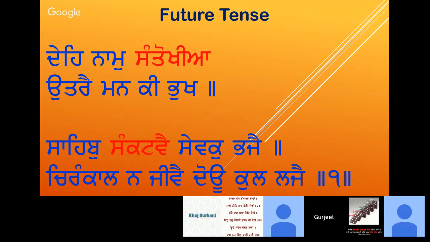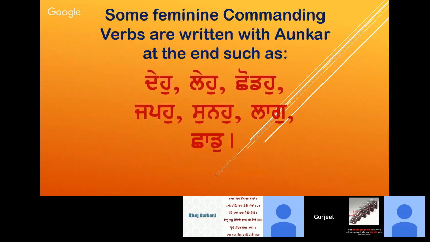Sahib Sankat was Sevak Pajay. If the Sahib put some sort of trouble on his Bhagat or Sevak, and the Sevak runs away, Chirankal na jive do kul lajay. This is Namdev's Shabad, that if you are attached to the Lord, He will test you. And you just have to stand your ground, no need to run. What will happen if you run? Chirankal na jiva, you're not going to live for millions of years. You still will have the same life. But you will have to live it with a bit of a shame that you didn't pass the test. So they are all future tense examples.